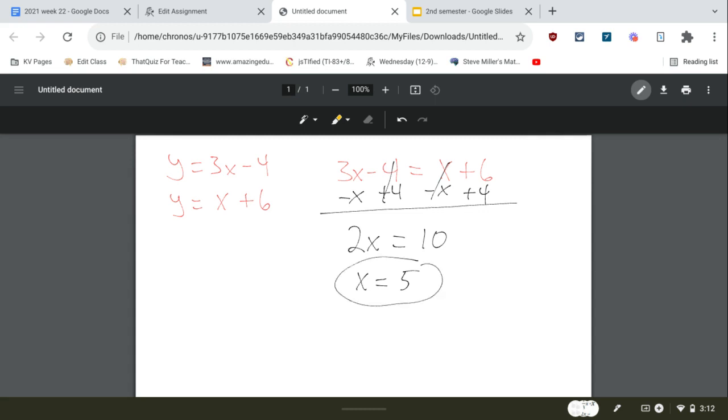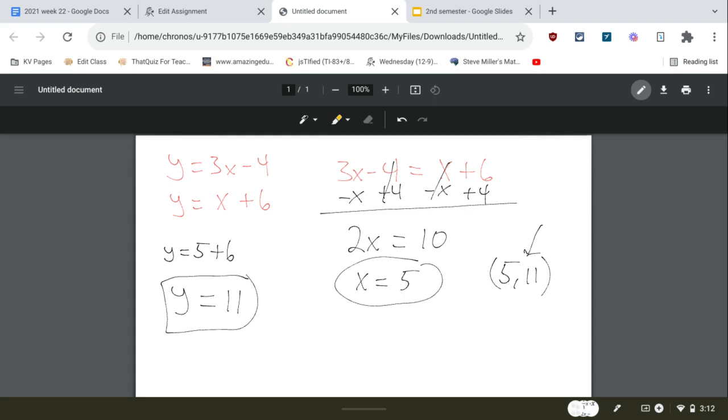Then we'll take this answer and plug it back into one of those equations to figure out what y equals. If I use that bottom one, it's just y equals 5 plus 6, and so y is equal to 11. So these two lines intersect at (5, 11). This is my actual solution.